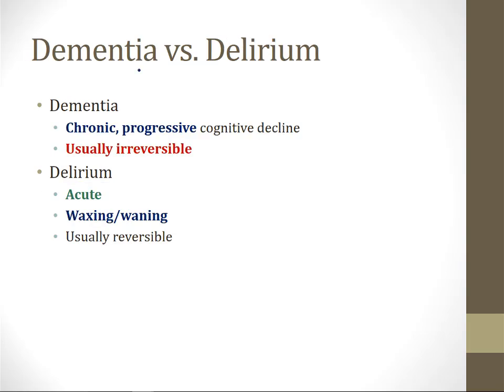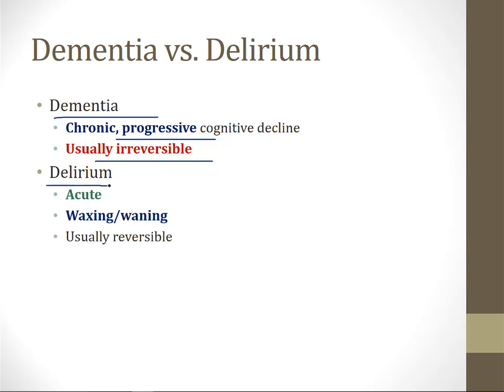So both dementia and delirium involve problems with cognition. In other words, problems acquiring knowledge and understanding things and disorganized thinking. So how can you tell the two apart? Well, dementia is a chronic progressive condition and it's usually irreversible. And the classic example of dementia is Alzheimer's disease. If you know people with Alzheimer's disease, they slowly lose cognitive function over months or years.